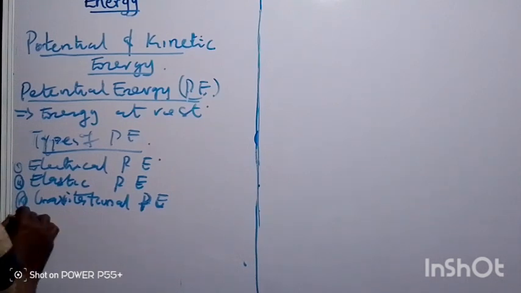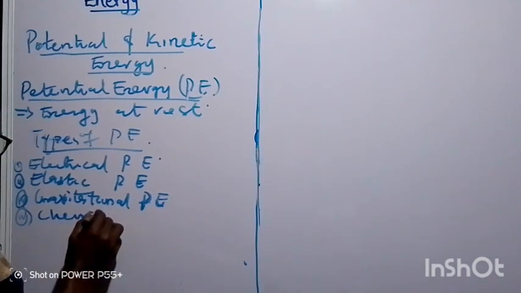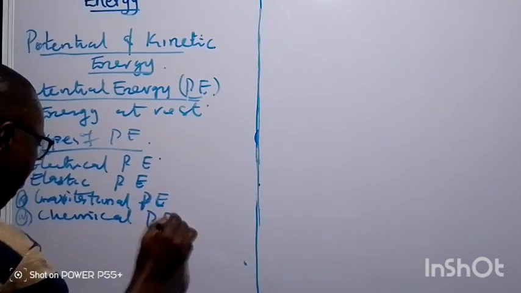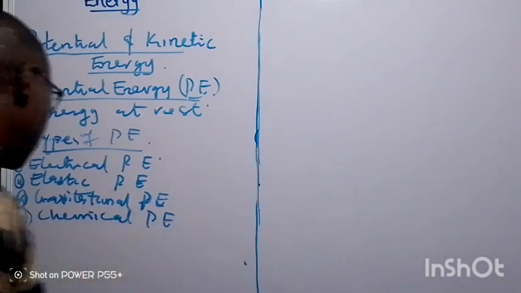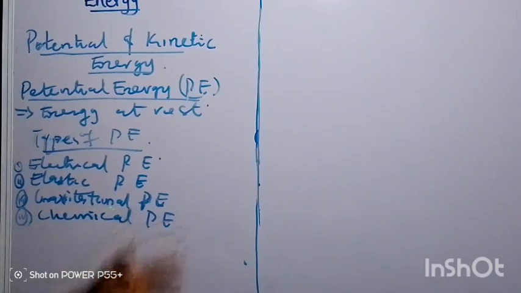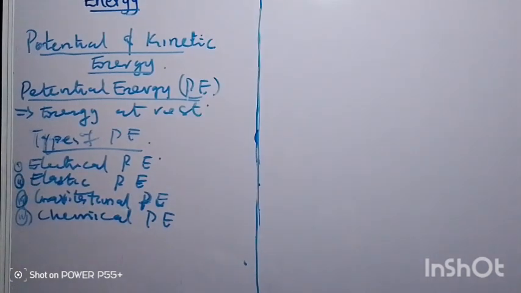Four, chemical potential energy. And when you see chemical potential energy, that is energy stored in the molecules of a fluid at rest. So we call it chemical potential energy. So to mention but a few, as I said the other time, all those forms of energy can be potential and kinetic in nature. So you can use any one. Once it is at rest, then we have what we call potential energy.